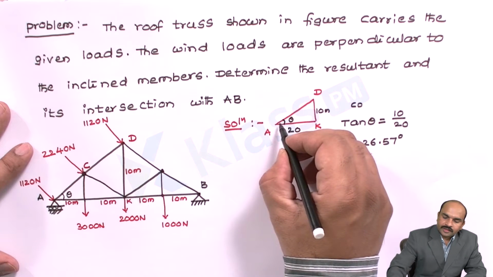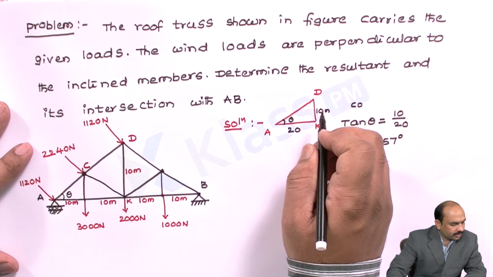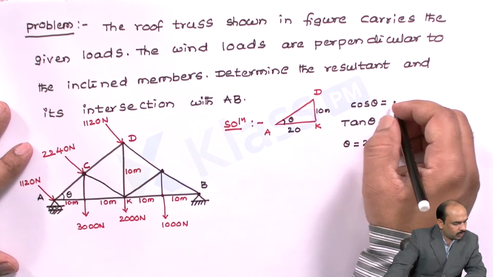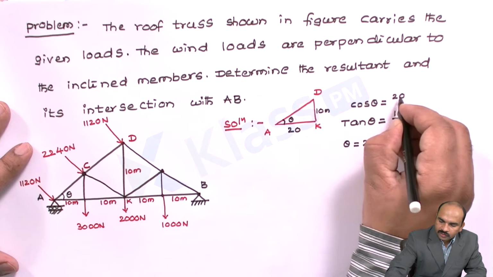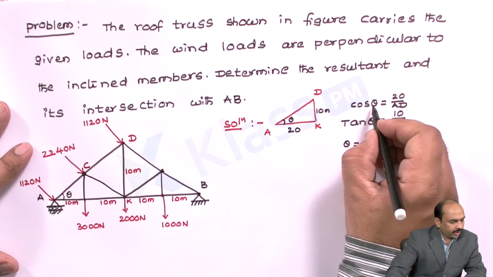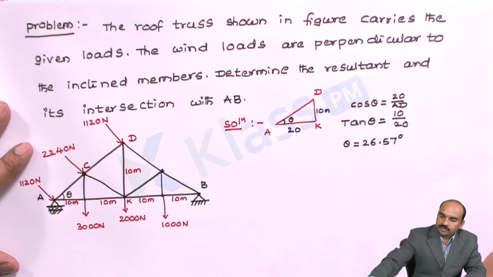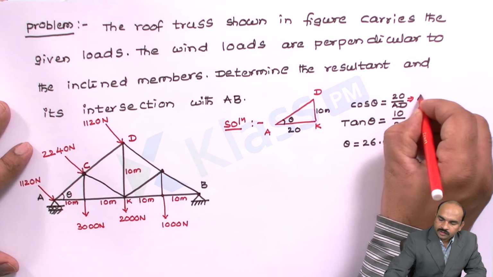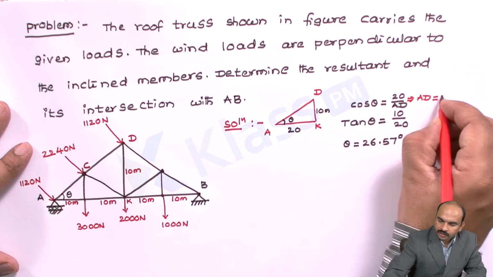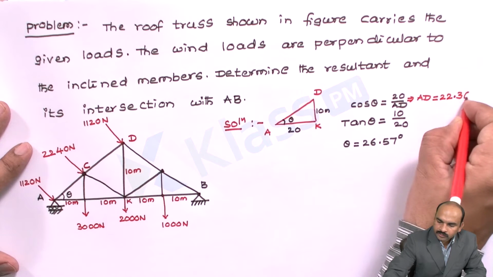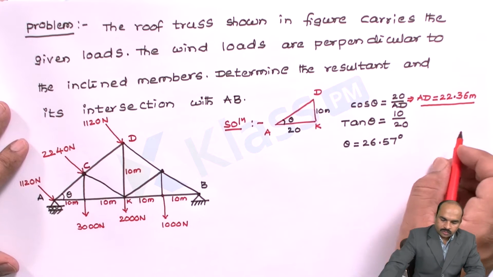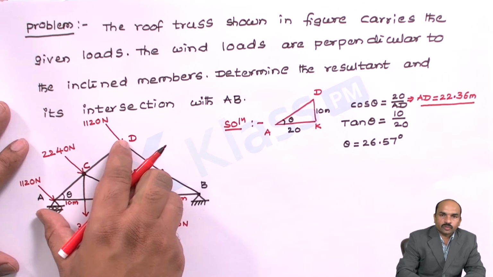Now to calculate this AD, I will take cos theta. Cos theta is equal to 20 divided by AD. Now we know this angle theta, so from this we will get this AD distance as 22.36. So this is the AD distance. Now this total AD is 22.36.